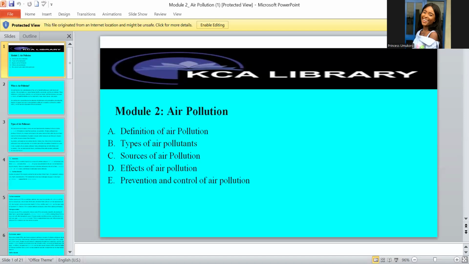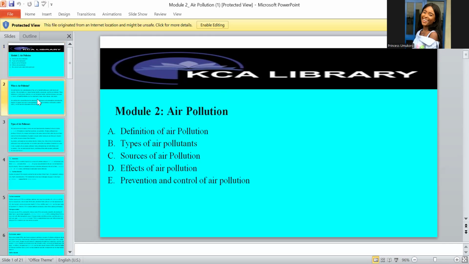This is Module 2, Air Pollution. We're going to be looking at the definition of air pollution, types of air pollutants, sources of air pollution, effects of air pollution, and prevention and control of air pollution.